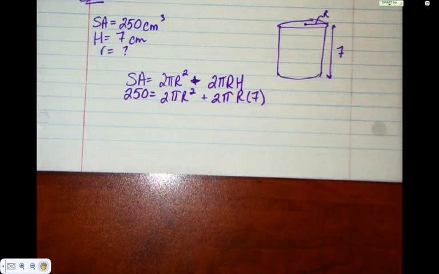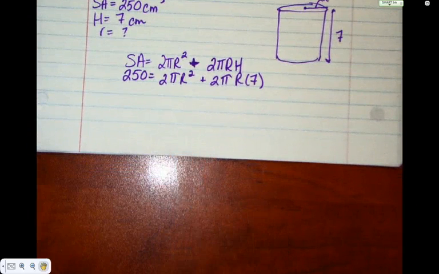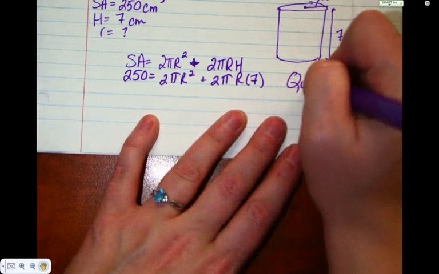Okay, well, what do you want to do? Well, what kind of equation is this? Yes, you do. It has an r squared. What kind of equation is this? Quadratic.